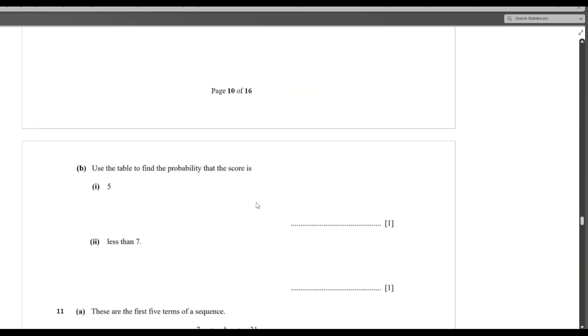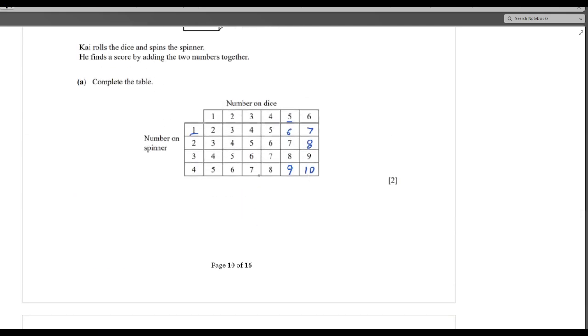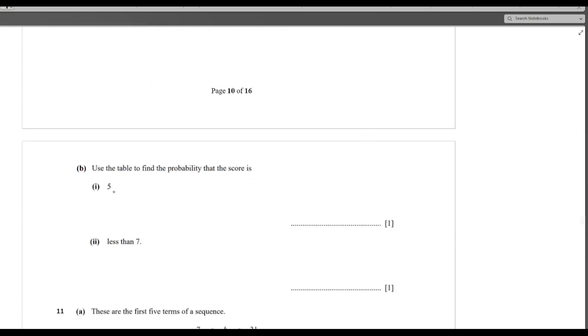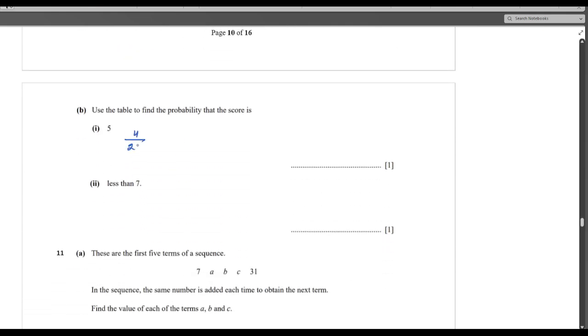Okay, now use the table to find the probability that the score is 5. Now score is 5, so here one result, 1 2 3 4. 4 results out of total. How many results do we have? 24. So 4 out of 24. 4 out of 24 is your 1 by 6. Better I will say 1 by 6.